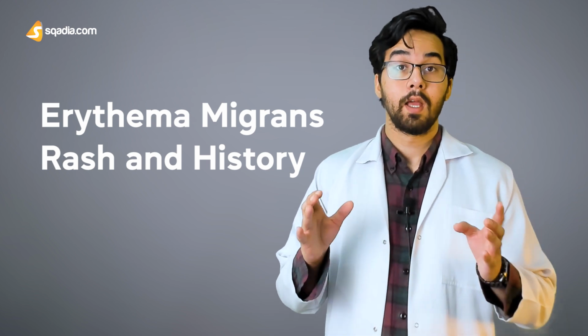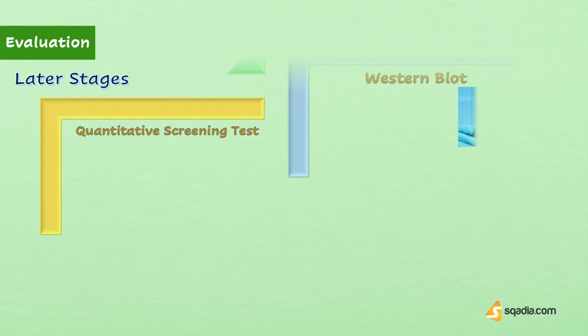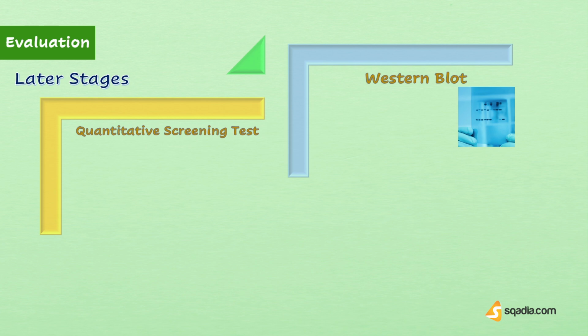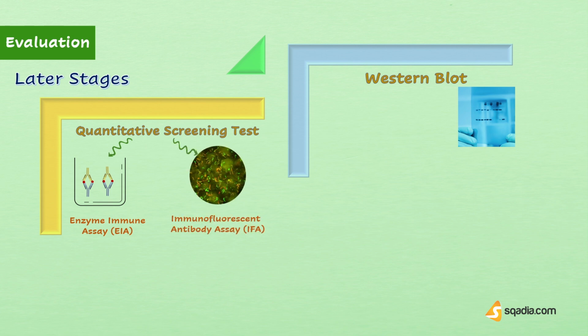Now, the good thing is that in the later stages of the disease, serological testing can be easily used, and we usually do a two-step approach to diagnose Lyme disease. The first step is to perform a quantitative screening test for serum antibodies to Borrelia burgdorferi using a sensitive enzyme immunoassay, or you can even use an immunofluorescent antibody assay. Now, a Western blot should follow specimens with positive or equivocal results.